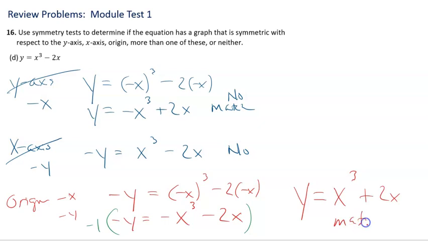No, it doesn't. Oh, that's a plus right here. That's a plus 2x inside there. I had an error. And then when I multiply by negative 1, that makes that a minus 2x. Yes, now it matches the original. I almost messed up there. So this has origin symmetry.